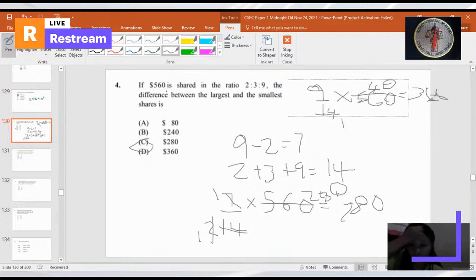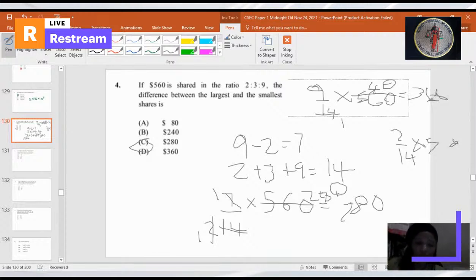360, and the 2 over 14 times the 560. So 2 times 40, that's 80. So 360 minus 80 gives us the 280.